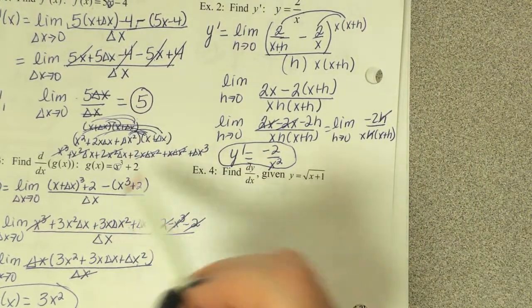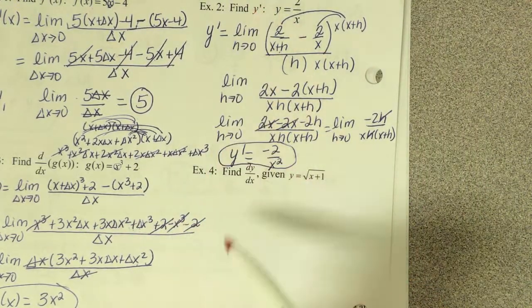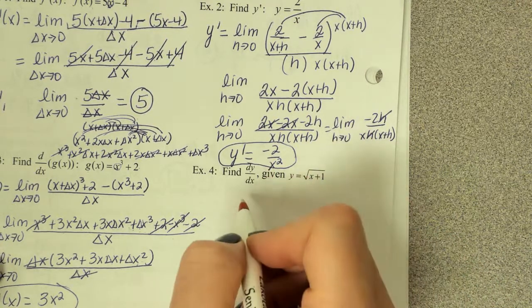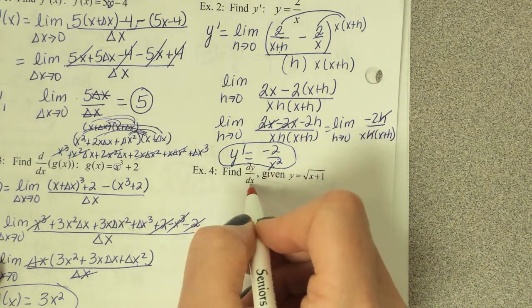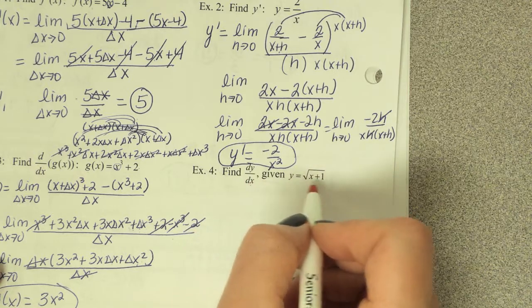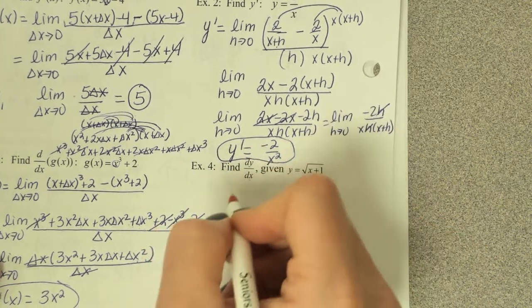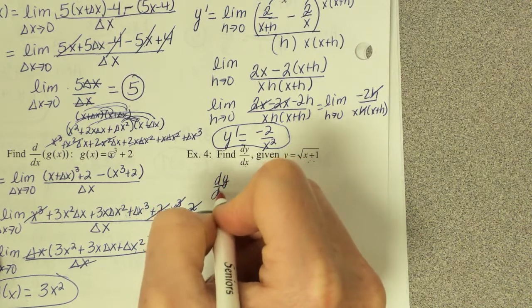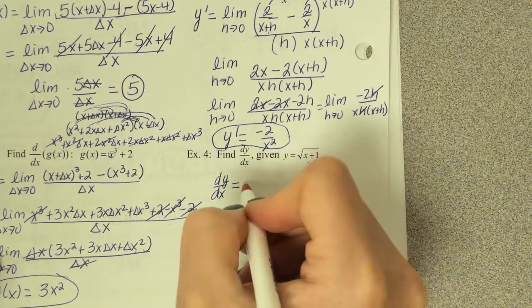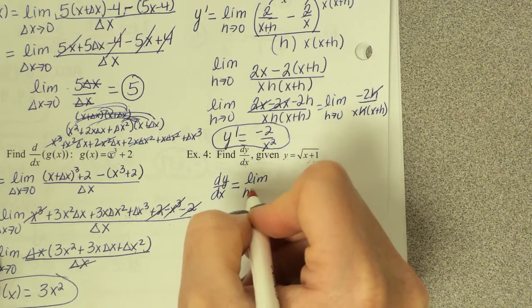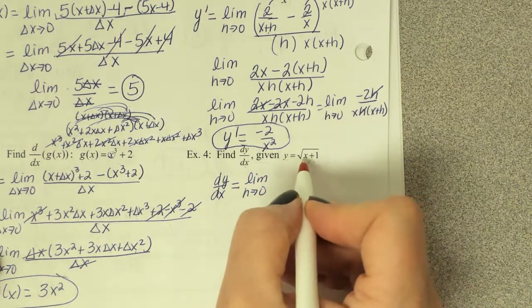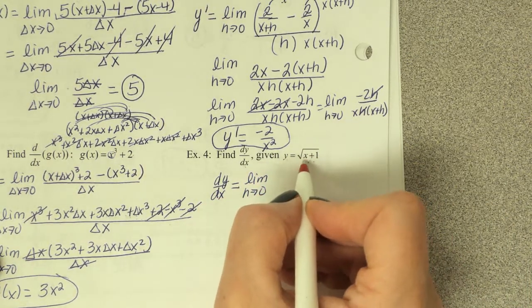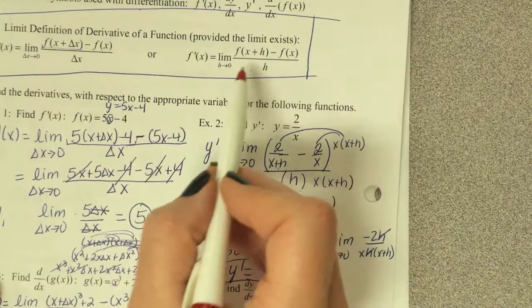We can use either delta x or h. Let's go ahead and use h on this one. Let's practice that. All right, so find dy dx. That's just saying to find the derivative given y equals this. I'll call it dy dx. So dy dx is going to equal the limit as h approaches 0. Here's my function. Wherever I have an x, I look at my formula.